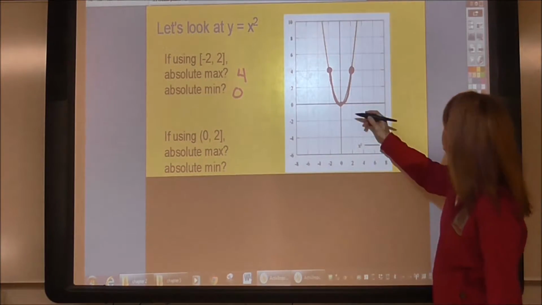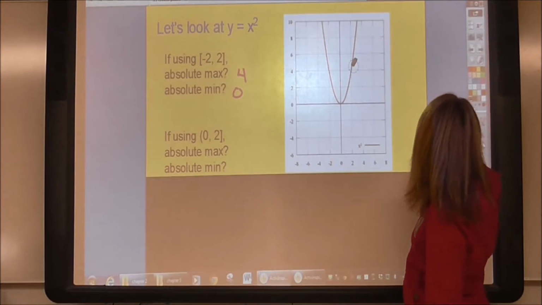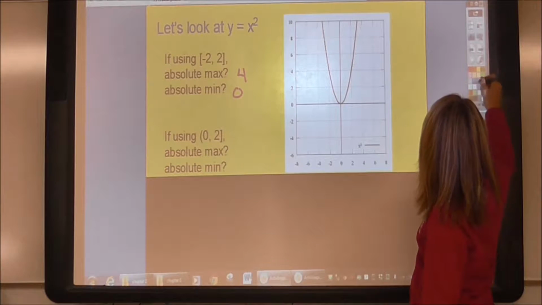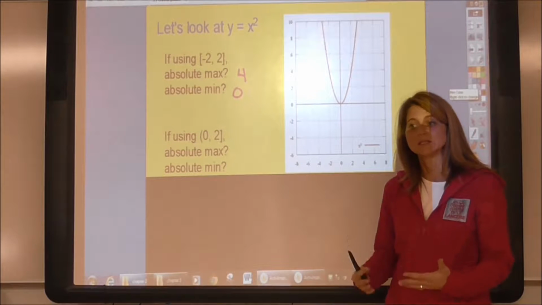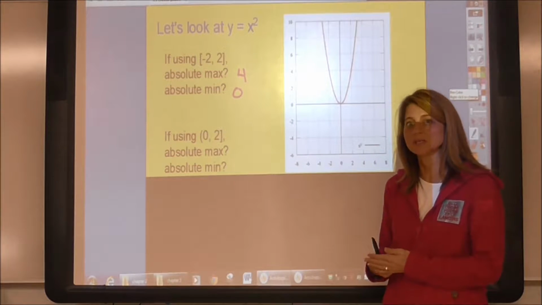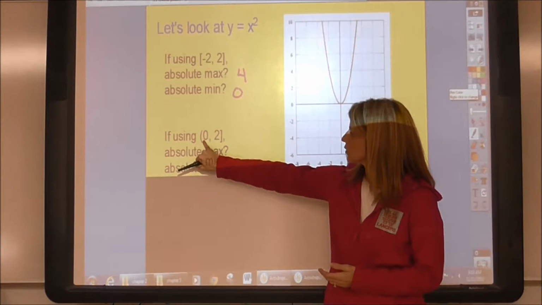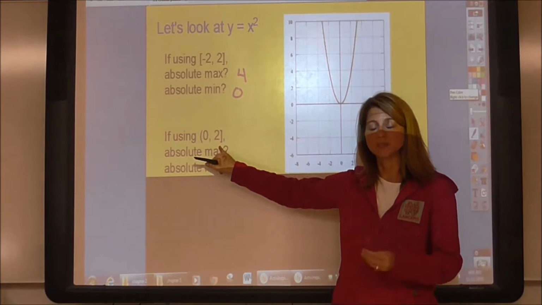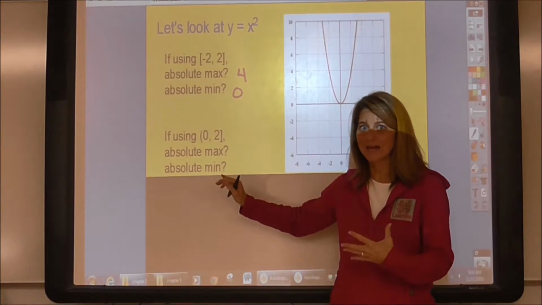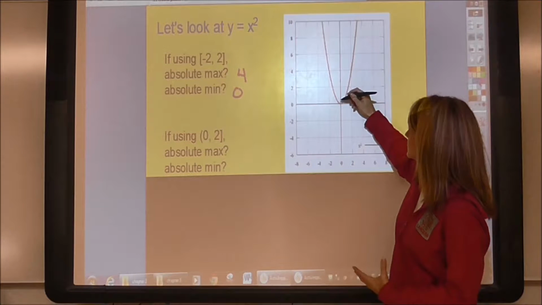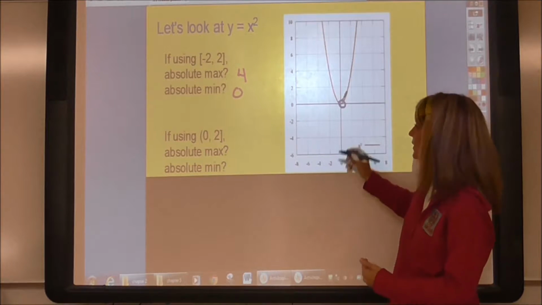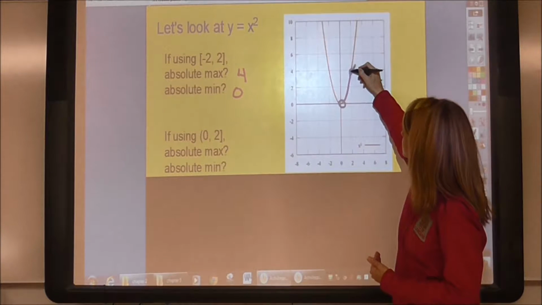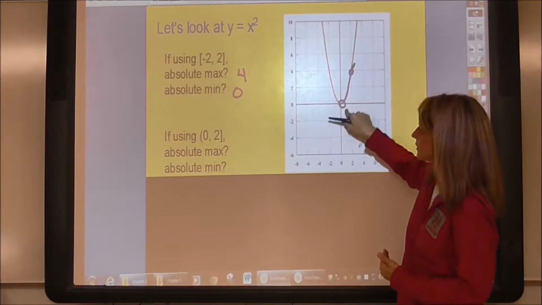What happens if I have a slightly different interval? So look at the next interval. It goes from 0 up until positive 2. The 0 has a parenthesis, which means it's not including it. So I'm going from 0, putting an open circle there, up until positive 2, x equals positive 2. So I'm looking at just this part of my parabola.